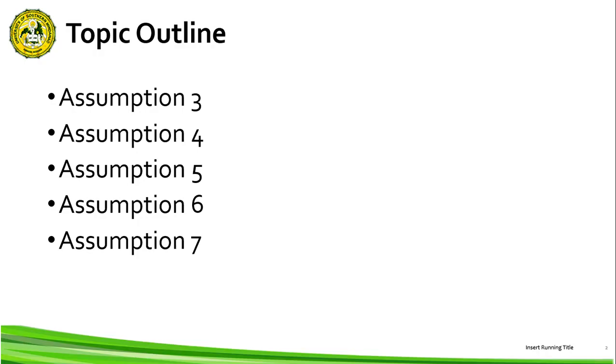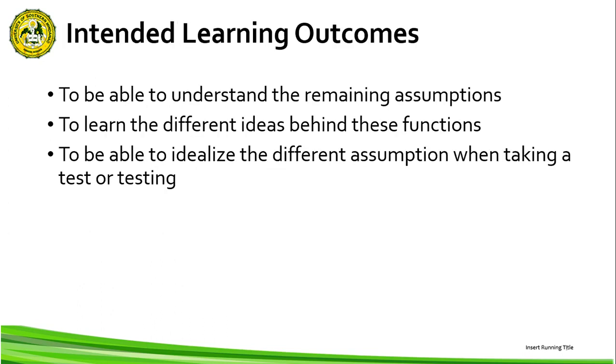My topic outline is from Assumption 3 up to Assumption 7. My intended learning outcomes are that the students are able to understand the remaining assumptions, to learn the different ideas behind these functions, and to be able to idealize different assumptions when taking a test or testing.